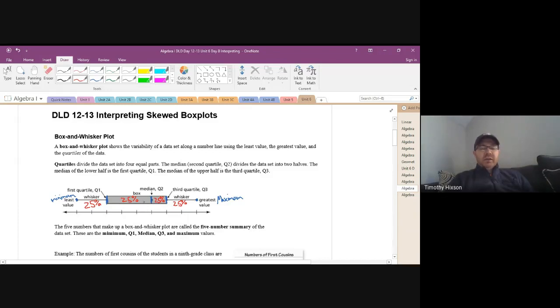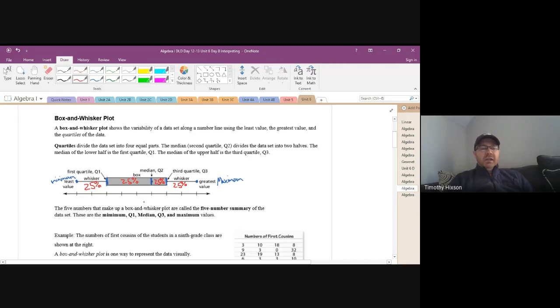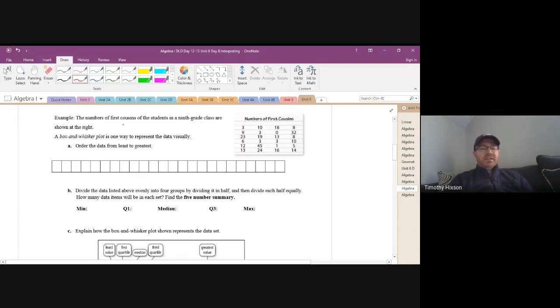So let's run through a quick example. We have the numbers of first cousins of the students in a ninth grade class. It's an interesting one because depending on how many siblings each of your parents has, and how many kids each of them have, you could have some real big differences in numbers. We have this data that we've collected. It looks like we got 4 by 6, so there are 24 data points here, and we're going to create a box and whisker plot to represent this.